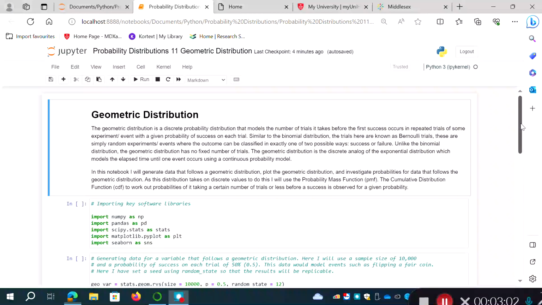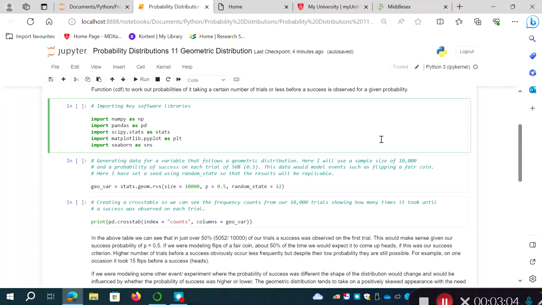Okay, so let's get started by importing some useful software libraries. I'm going to import pandas as pd, NumPy as np. I'm going to import the stats library from SciPy, so scipy.stats as stats. I'm going to import matplotlib and seaborn because we will create a histogram.